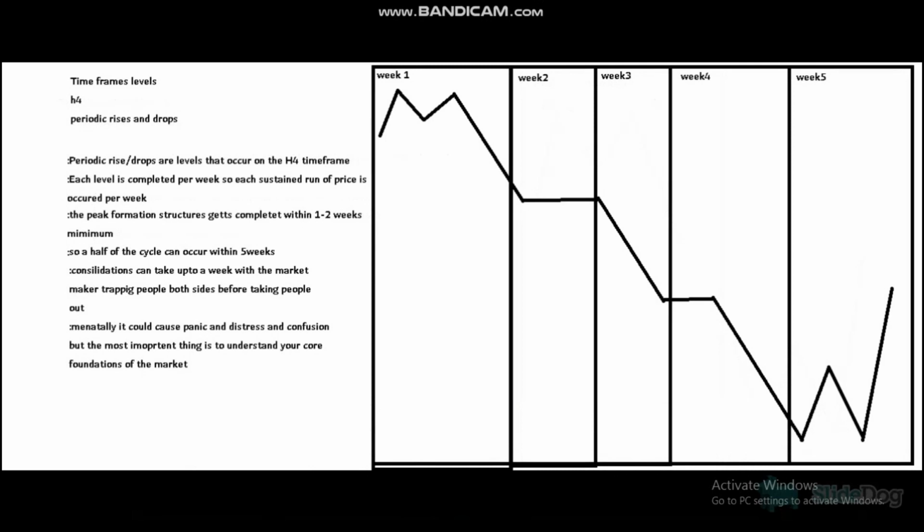So each level is completed per week. Each sustained run of price occurs per week. So this will require patience from you. Psychologically, it can be draining, but it requires you to build up your patience and your understanding of the market, to know that no matter what happens, you need to stick to your core foundations, which is level 1 structure, peak formation high, peak formation low, level 1, level 2, level 3 peak formation.